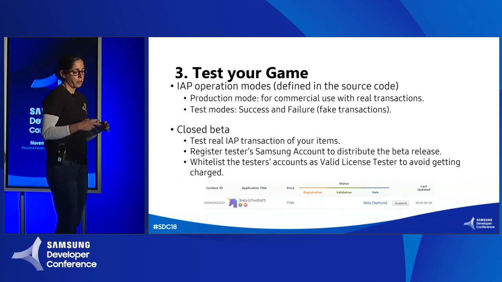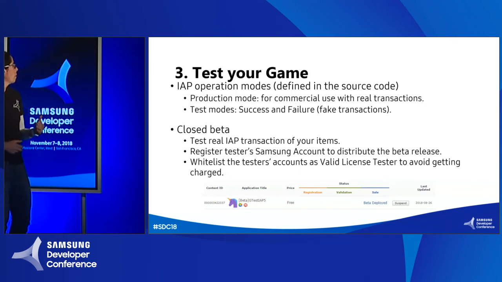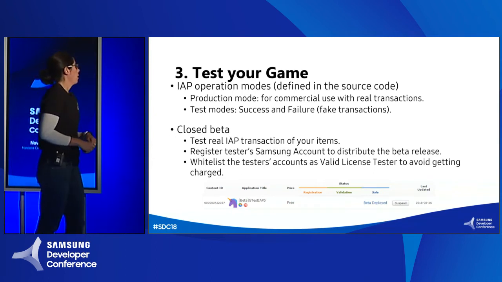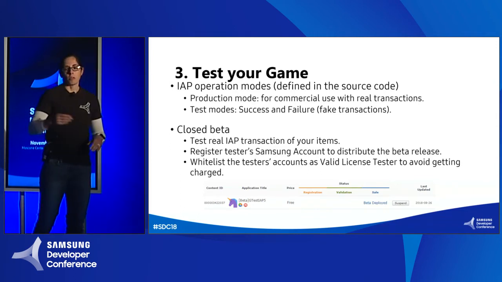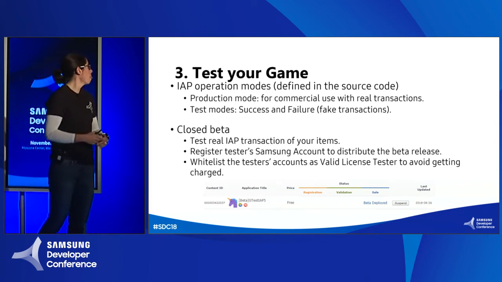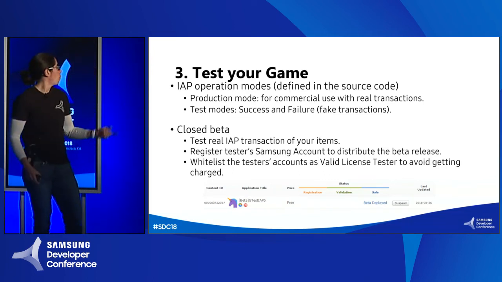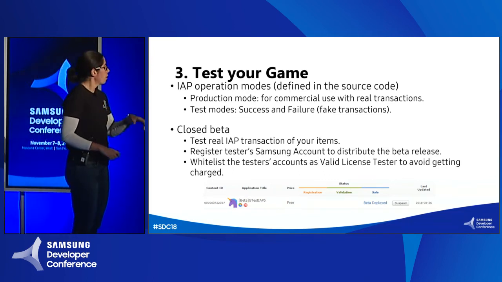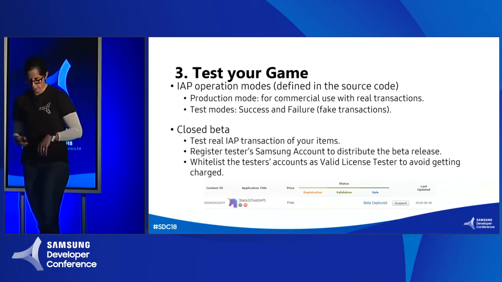Once you have a more mature APK, something that you can say is a beta or an alpha, and you actually want to try production transactions, real transactions, then you can set up a closed beta. This one is also done through Seller Office. You just need to register your tester Samsung account. Once they are whitelisted, they will have access to this APK through the store. Nobody else will have it. You just distribute it via a link. And if there are some people that you want to distribute to and they want to do transactions but don't get charged, we also have a license tester that you can register them as, and they can do transactions without any fee.